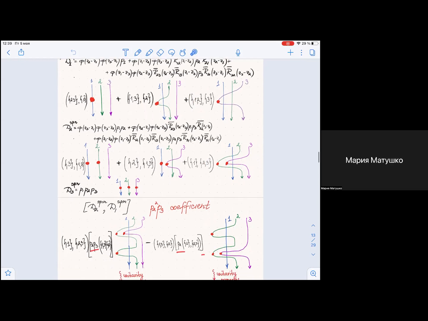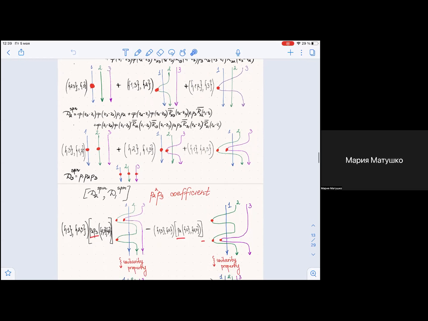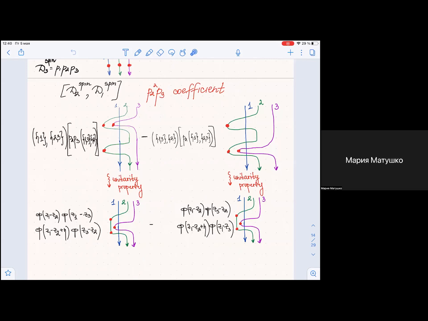And then what we use, for example, to obtain that this coefficient is 0, we use the unitarity property. So you can look that we have intersection here, intersection here, and just take this green line and it goes to the left, and we obtain this thing. It's just the unitarity property. And in this picture, we also use the unitarity property. We take these two intersections, and this line goes here, and we obtain the same pictures. And you may check that this coefficient is also the same. So the coefficient P2 squared P3 vanishes.